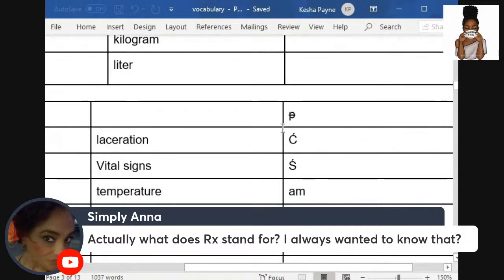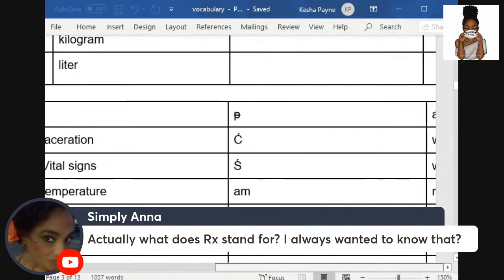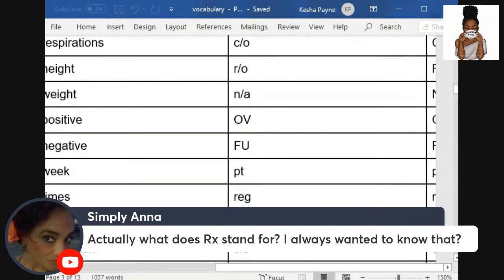So she kind of messed up on this one. The P over is what? After meals, before, AM, PM. Yeah, I gotta go look at my regular notes for some reason when I downloaded this, but I know the majority of these.